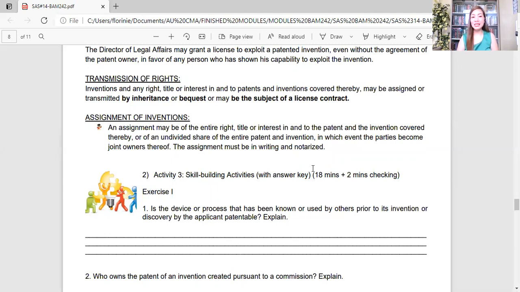So let's talk about the assignment of invention. Okay, pag sinabi nating assignment of invention, ang totoo niyan, pwede yan na i-assign to another person. Meaning to say, you are giving the right to the patent to another person. But please take note that it must be in writing and it must appear in public documents. So meaning to say, it must be notarized. So kapag ganon ang ginawa, ang magiging consequence is that the parties become joint owners of the patent.